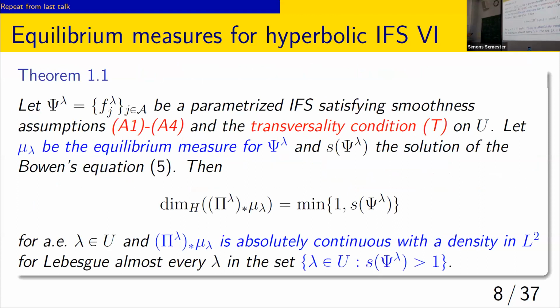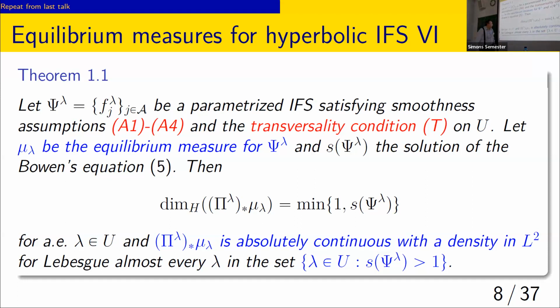Now here is just a simple consequence of Theorem 4 that I mentioned previously. So psi lambda is a parameterized iterated function system, which is very smooth and which is a transversal family. And then mu lambda is the equilibrium measure for psi lambda. I just explained what it means that mu lambda is the equilibrium measure for psi lambda, and s lambda is a solution of the Bowen equation. Then from our Theorem 4 what we get is that the Hausdorff dimension of the push forward measure is what it has to be. So actually it can be expressed by the solution of Bowen's formula.